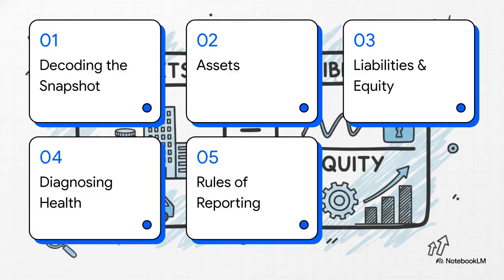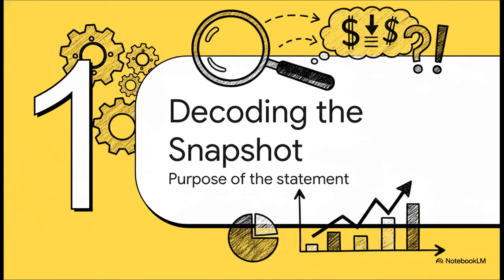We'll start with the basics of this financial snapshot. Then we'll break down what a company owns versus what it owes. After that, we'll see how to actually use this information to check a company's health. And we'll wrap up with the fundamental rules that make it all trustworthy. Okay, let's jump right in.